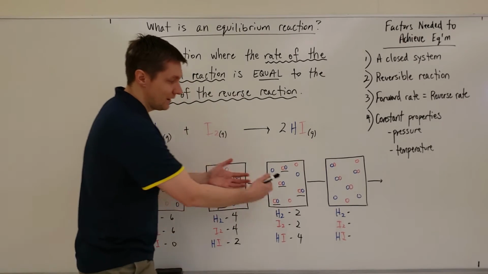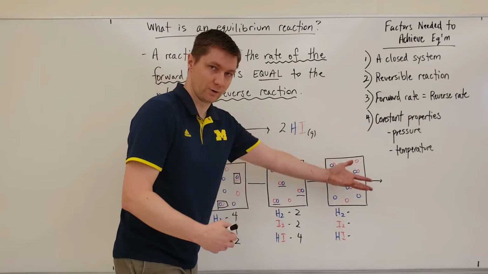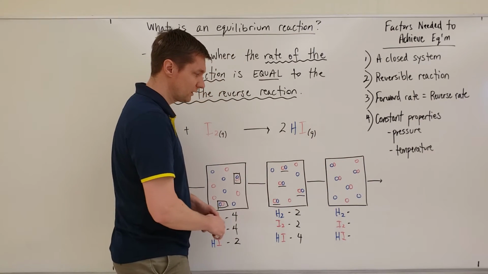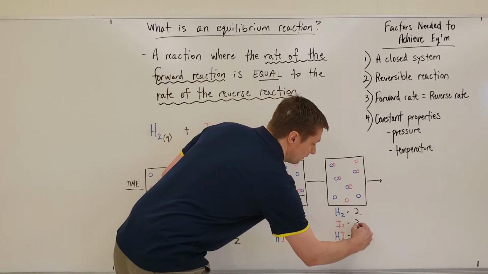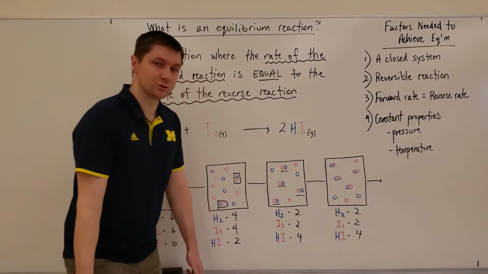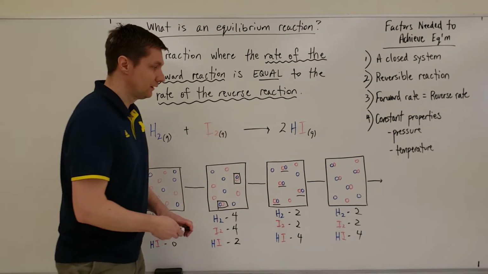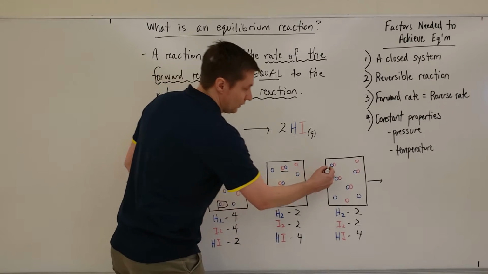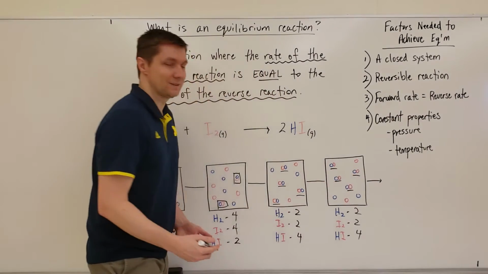Now if I go to the next place in time, same container, same reaction, just further in time, I take a look at this and I can see that I still have 2 hydrogens, 2 iodines, and 4 hydrogen iodides. But you can see that those molecules are not the same ones.